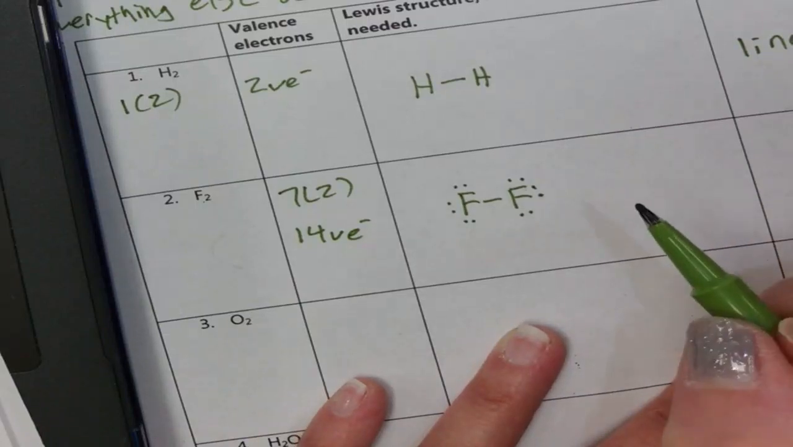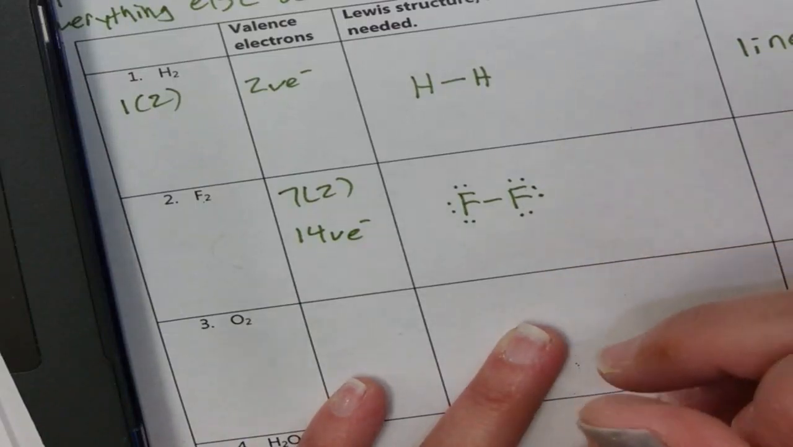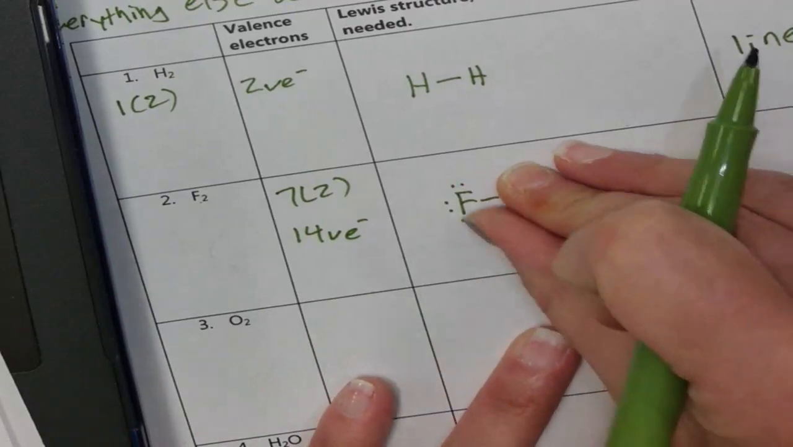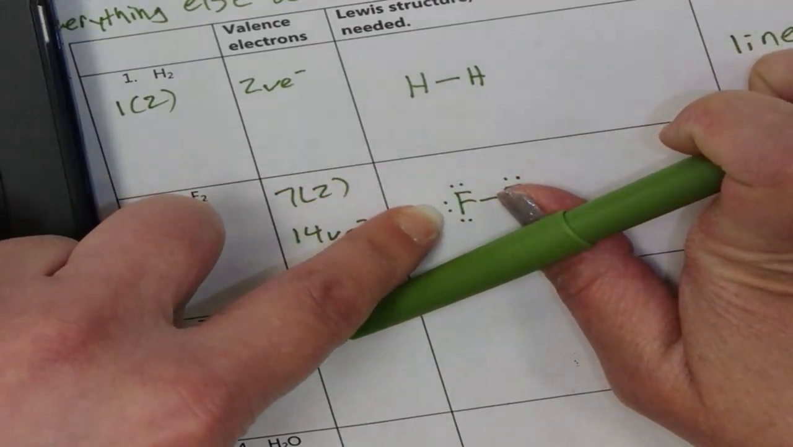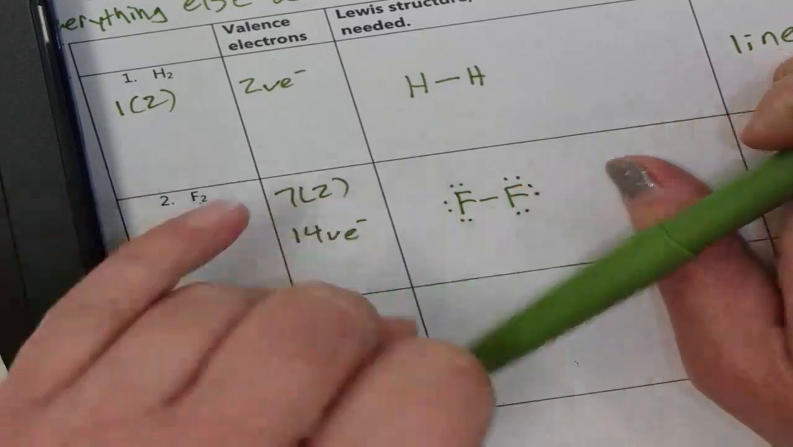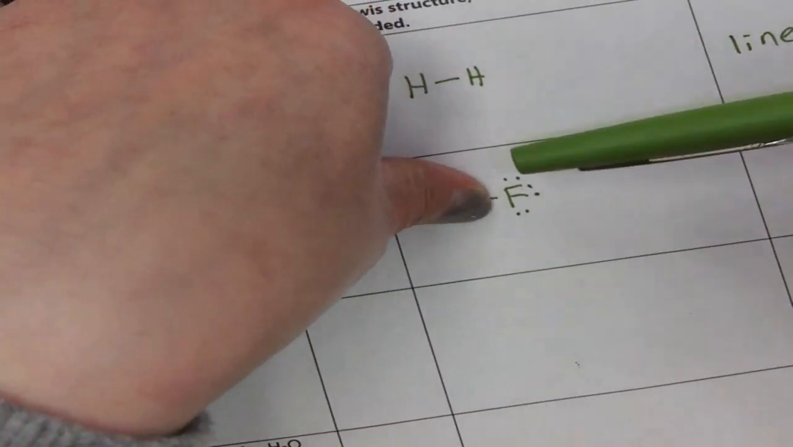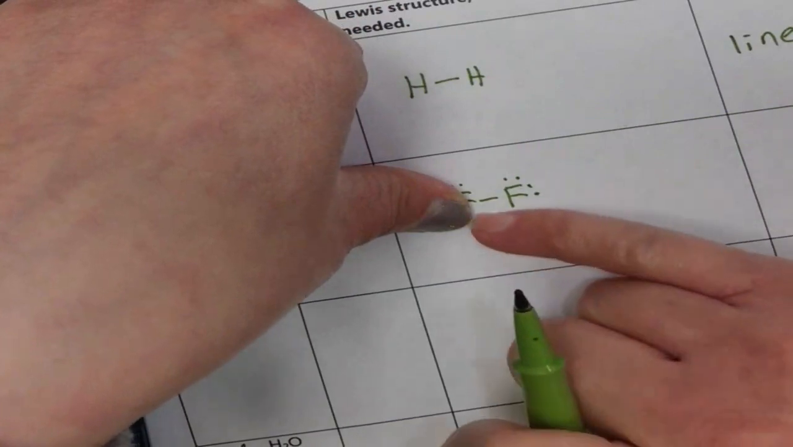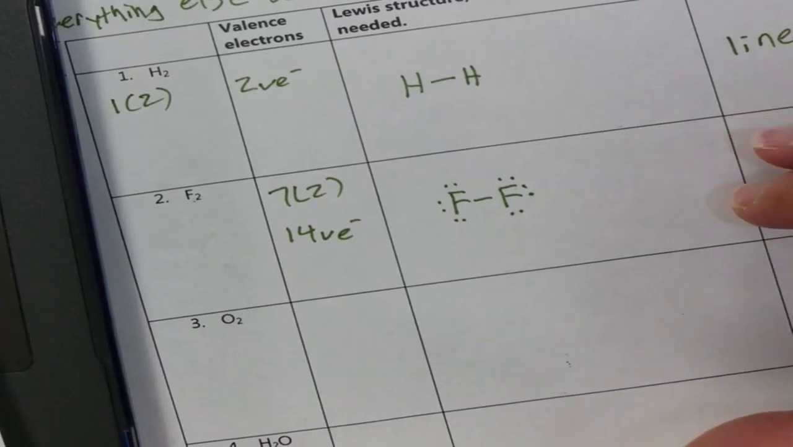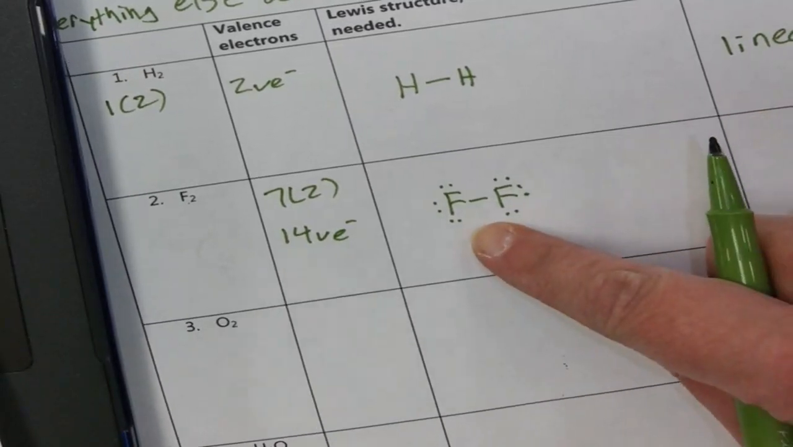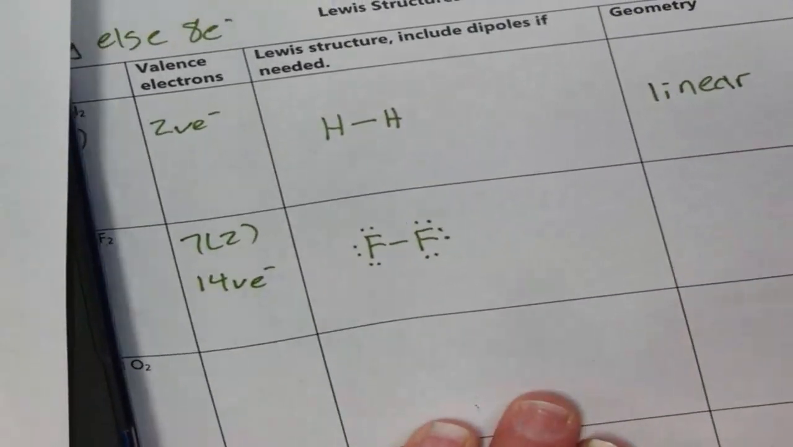That's my magic number. I'm going to check, do I have my octet rule fulfilled? This fluorine has 2, 4, 6, 8. This fluorine has 2, 4, 6, 8. So each fluorine does have 8. I have one bonding pair, so again, my structure here is linear.